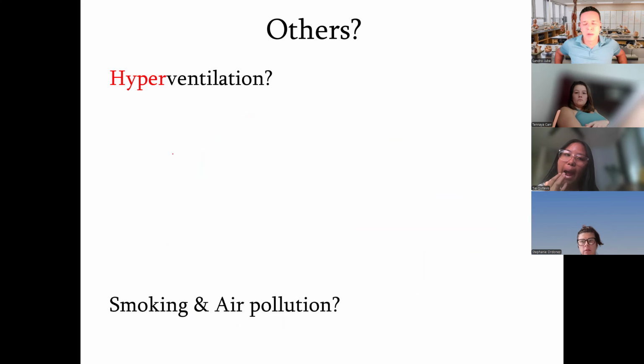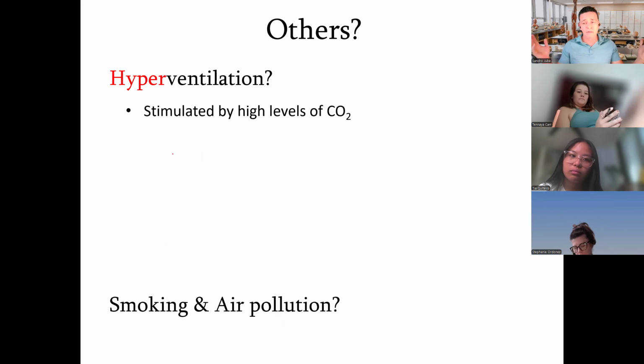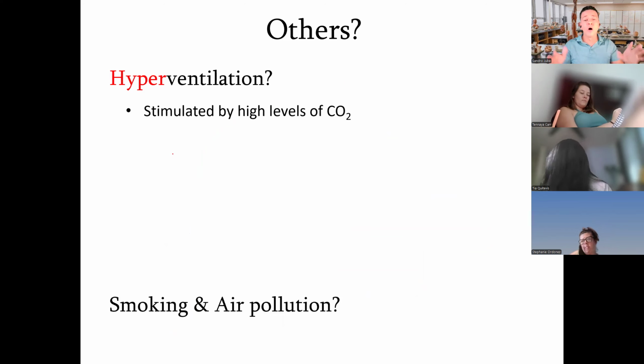All right, so let's talk about some other issues with our respiration. Hyperventilation is caused by high levels of CO2. When we hyperventilate, what we are trying to do is blow off the excess CO2 in our body. What happens after we exercise? Let's say you start exercising and you run, I don't know, a mile. When you're done, you're going to be out of breath, right? You're going to hyperventilate. So what you're doing is blowing off the excess CO2 that you are making in your body.